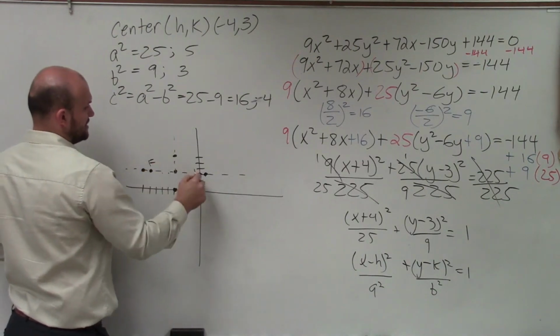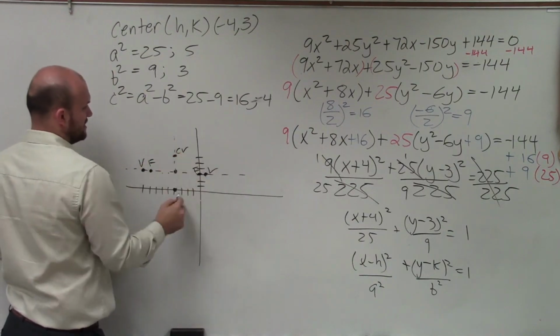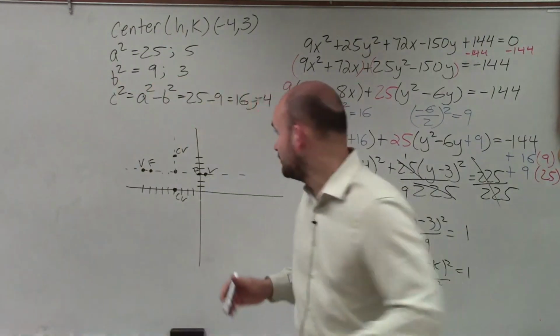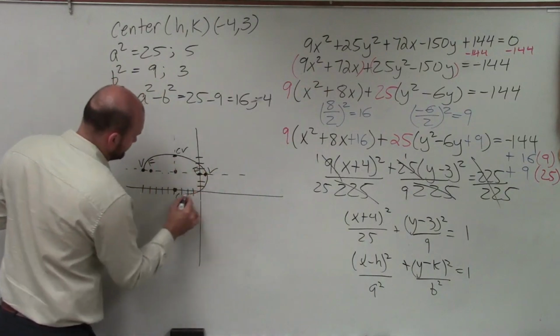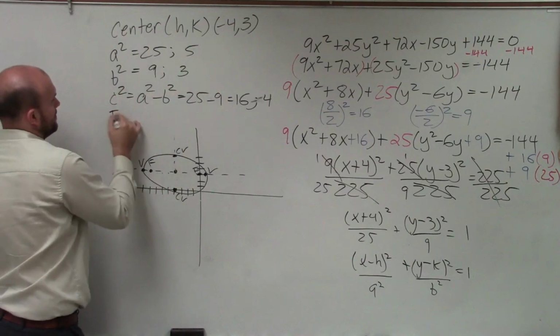And let's label these here. Foci, foci, vertice, vertice, co-vertice, co-vertice. The last thing I like to do is let's go and label the points. Because by graphing this, you just connect the vertices and the co-vertices. All right? So we know the center is at negative 4, 3.